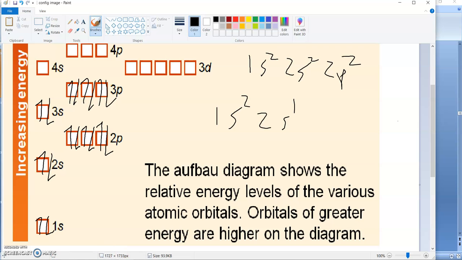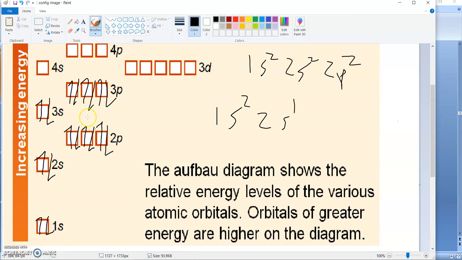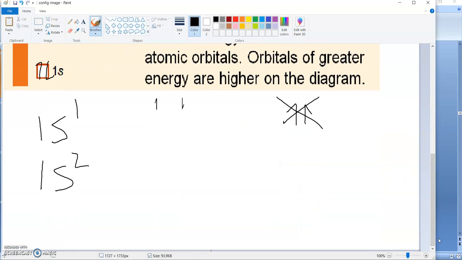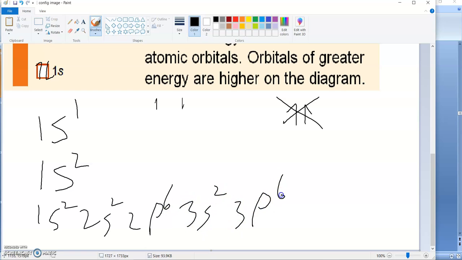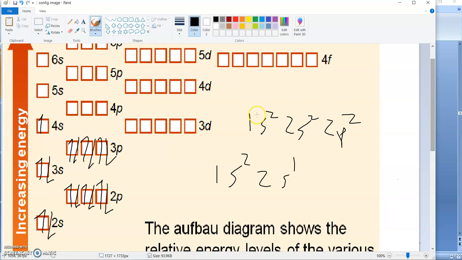Well, it goes into 4s as the next one. So, if I want to write that whole configuration out for potassium, I'd have 1s2, 2s2, 2p6, 3s2, 3p6, 4s1. And that's going to be potassium's configuration. Now, the next element would go 4s2, and that's what's after potassium, calcium.